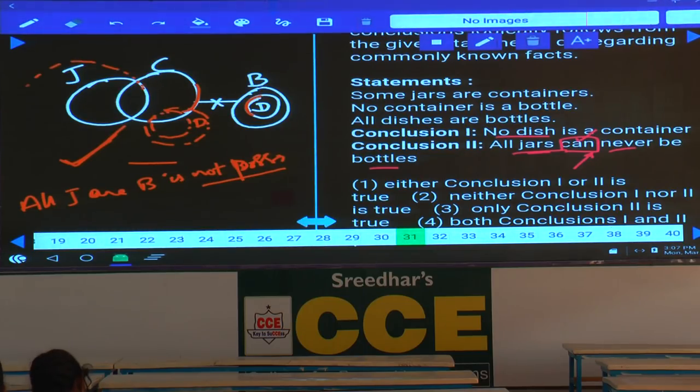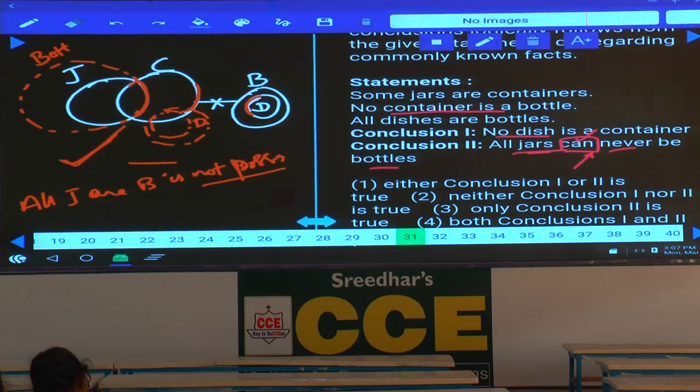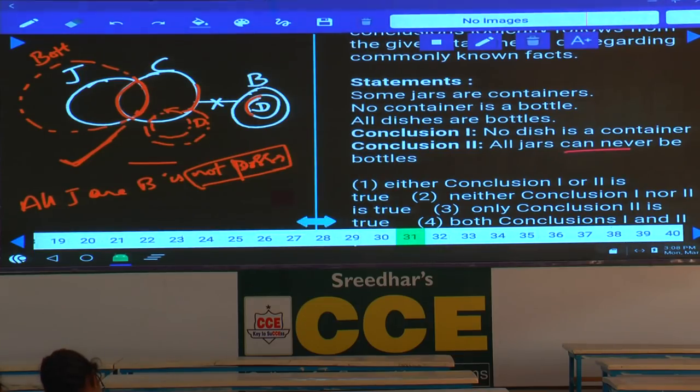Now tell me whether we can draw bottles like this. If you draw bottles like this, then what is the statement here? No container is a bottle will be false, because container and bottle, this is the intersection of these two. Is it possible or not possible? Not possible. His claim is also that it is not possible. Whatever he said is true or not? Yes. Then what is your answer? Both the conclusions follow, both 1 and 2. And it is given choice 4. Clear now? Question number 31, it is choice 4. Hence, whenever you come across this can never be, always represent that one as is not a possibility.